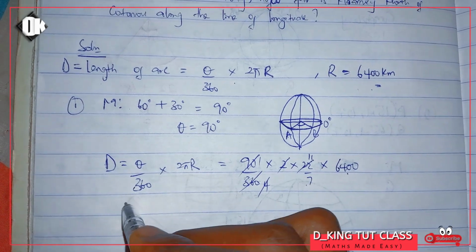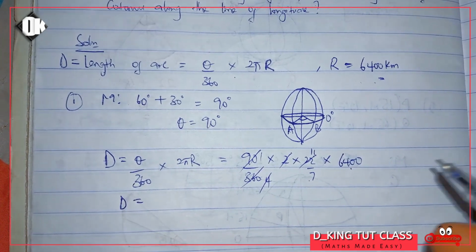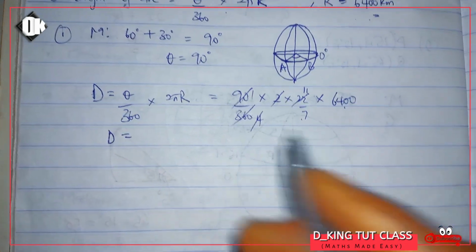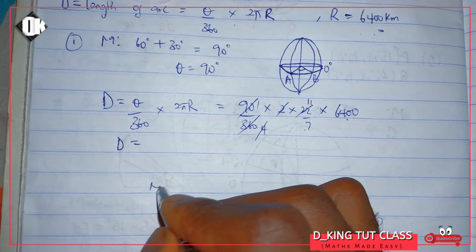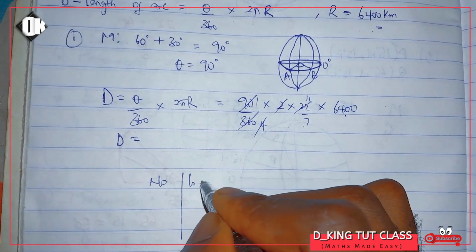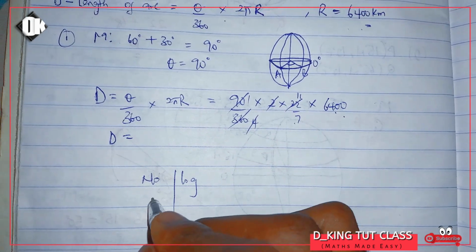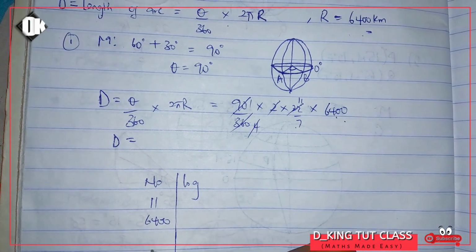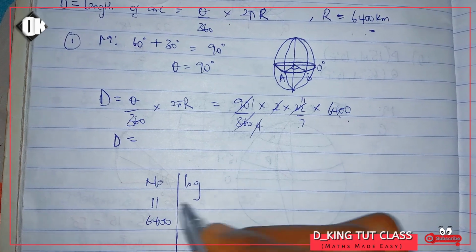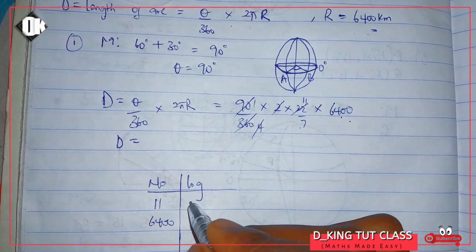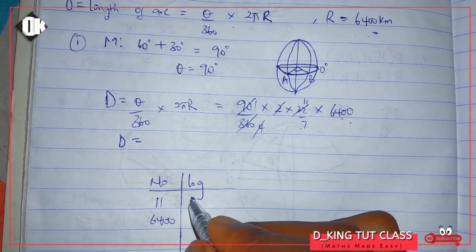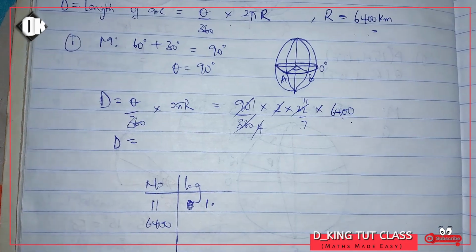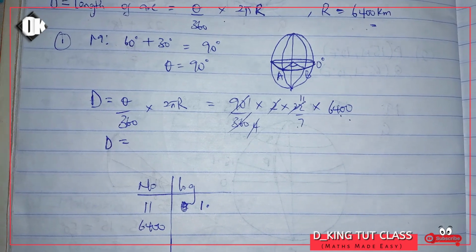When you press that on your calculator, or when you find the logarithm of these numbers, you should get the same answer. How do I mean? For this number log, I have 11 times 6,400 over 7. The characteristic of the logarithm of this is 1, because this is a 2-digit number. 1 point. 11 in my logarithm table under 0 is 0.414.